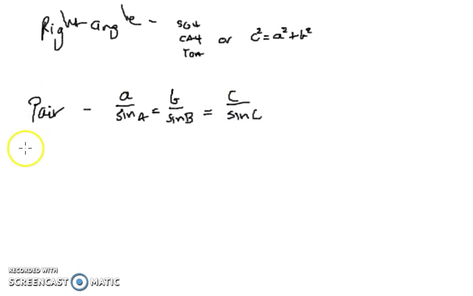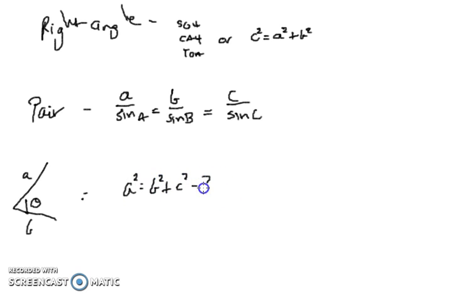And then if we've got the correct information, so we've got, say, the angle and we've got two sides, we can use cosine rule. So for example, one of the cosine rules would be a squared is b squared plus c squared minus 2 times b times c times cos the angle we are looking for. Know when to use these.